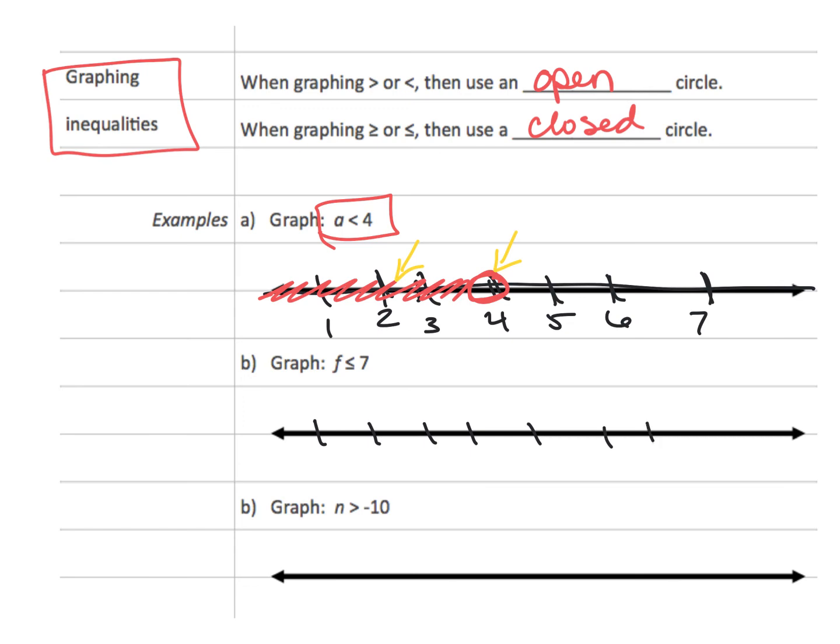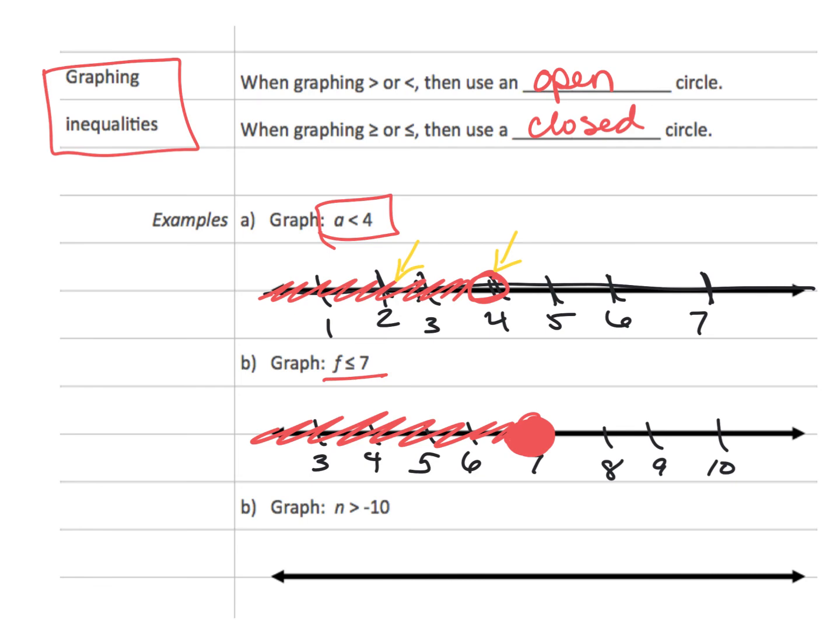So let's take a look at the next one. Draw a straight line, couple small lines on it. I definitely need 7, so I'm going to go up a few and down a few. Now I can graph it. f is less than or equal to 7. So my circle is going to go on 7. It says equal to, so I'm going to fill it in. I'm going to make sure it's all closed. And it's still less than, which goes to the left. Less than goes to the left.